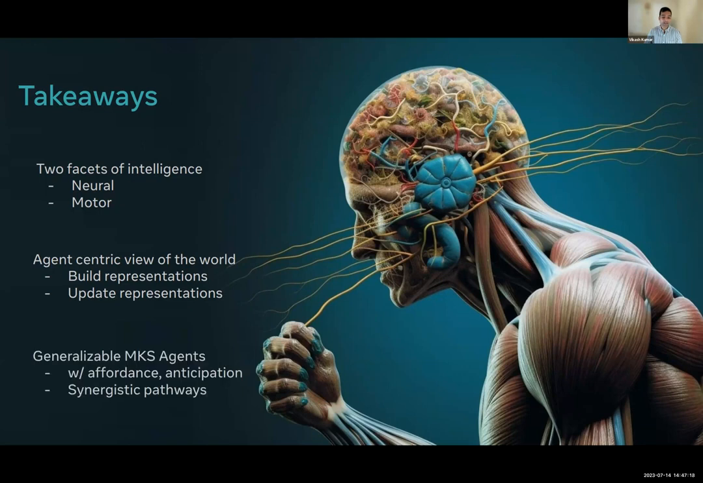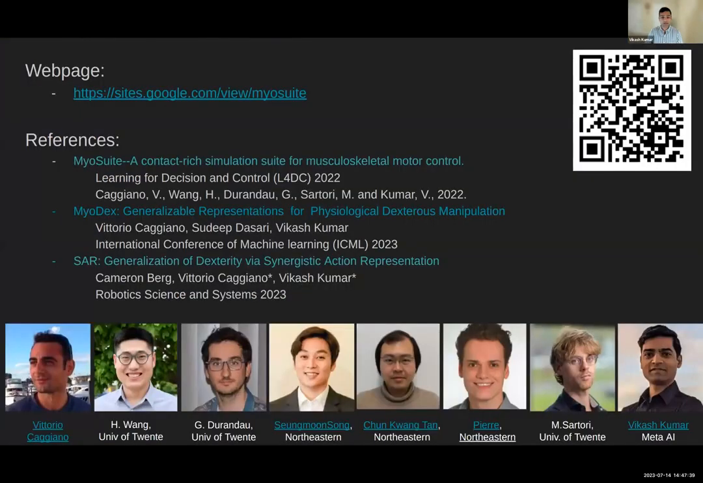And finally, I showed you some results with generalizable musculoskeletal agents, which have affordances and anticipation built in, and synergistic action pathways that are the key driving force behind all the generalization we have. And these lessons actually do indeed transfer to the robotic settings as well, which I showed you some examples for. And finally, I'm representing and presenting the work that is done by all the people that I've shown on this slide. With that, I'm happy to take more questions.